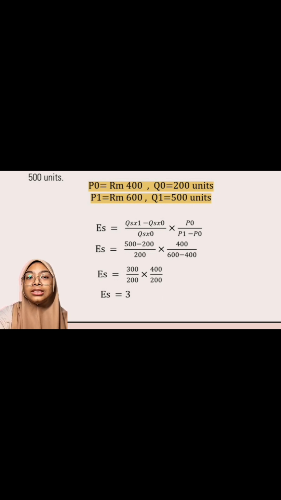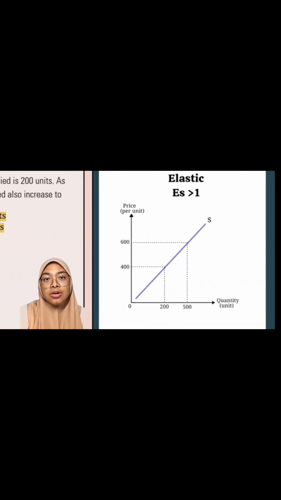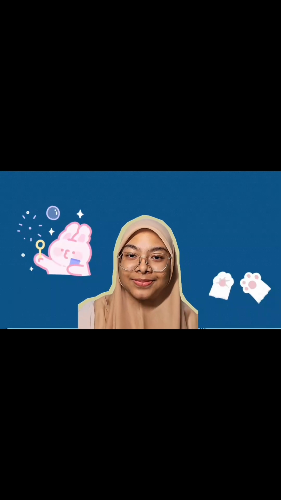After substituting all the details into the formula, the answer is elastic supply. In this case, as E is bigger than 1, supply is very responsive to the price changes. Let's look at the elastic graph. It's called a flatter slope of supply curve. The percentage change in the price, which is P0 increased to P1, is smaller than the percentage change in the quantity supplied, Q0 increased to Q1. Let's move to the next question.